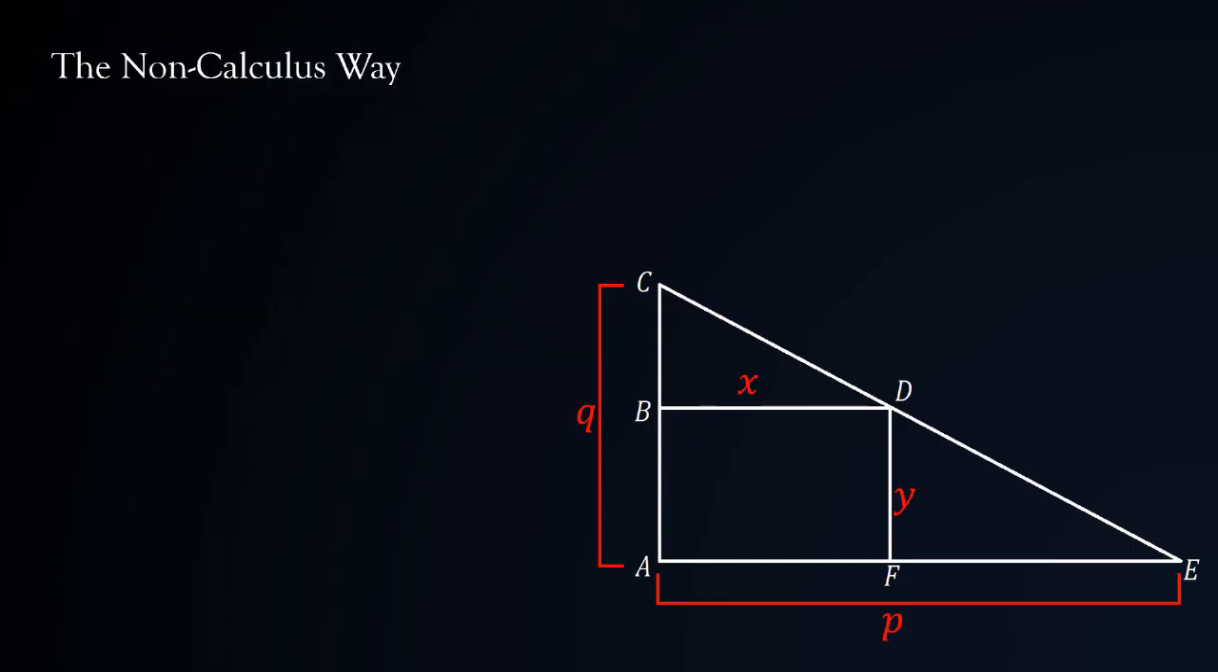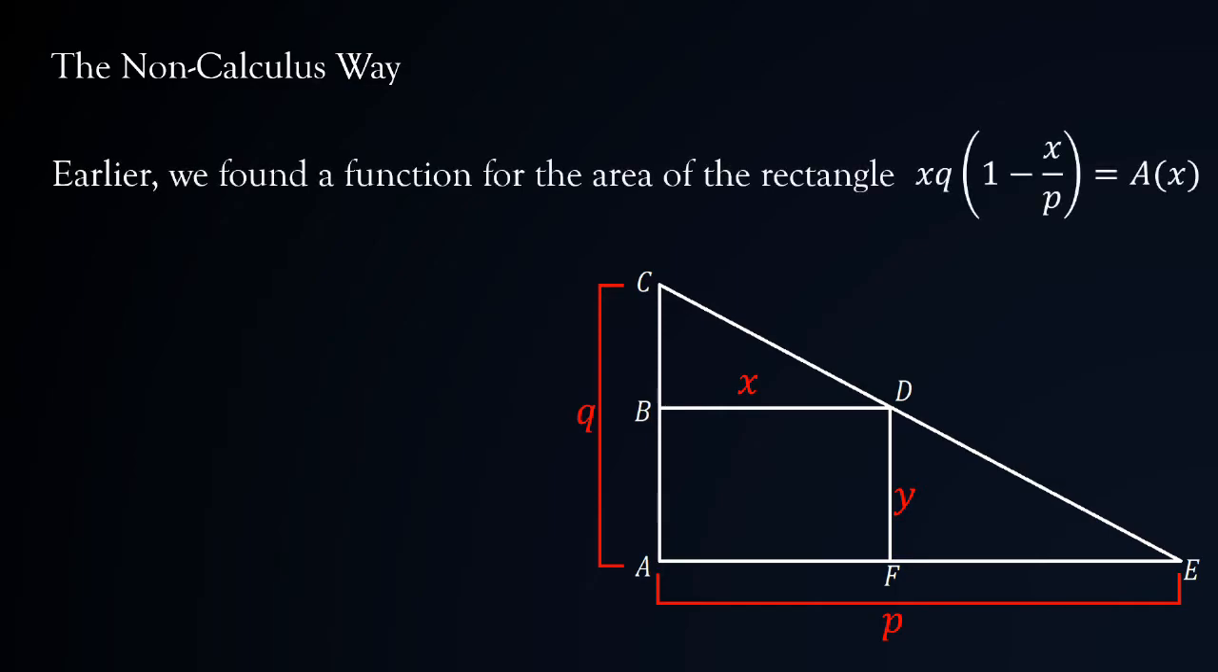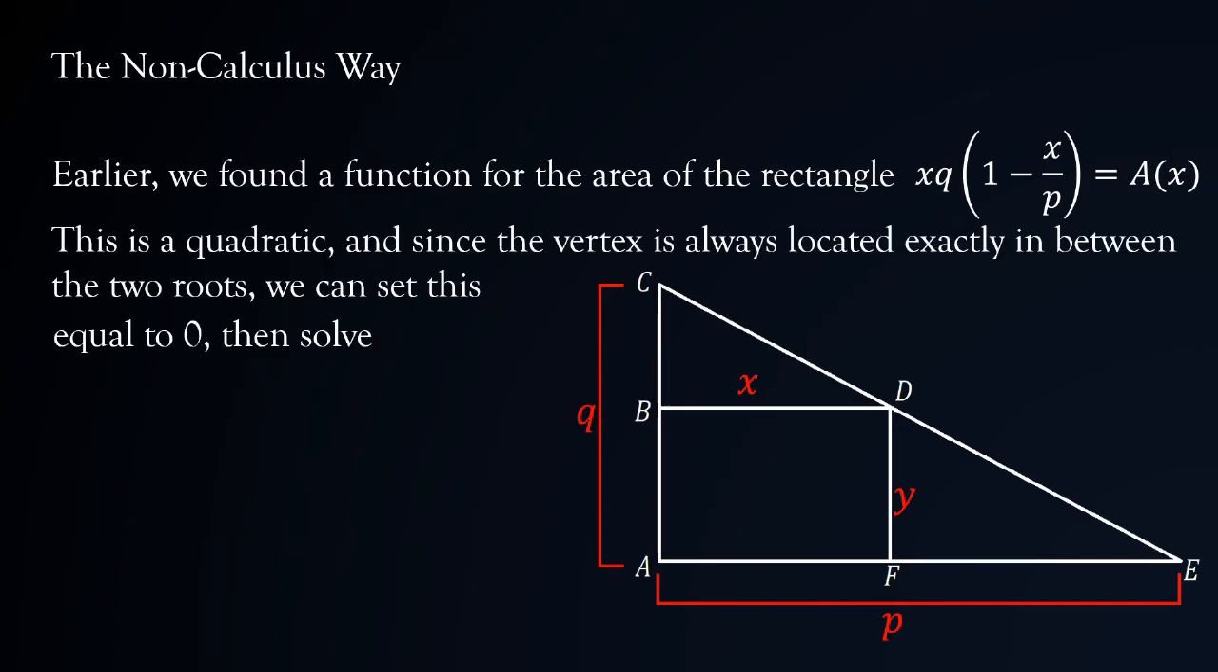As we said in the very beginning of this video, using this calculus method is a relatively newer approach. A more traditional approach would be to recognize that the function for area is in fact a quadratic function. That is to say that xq times the quantity 1 minus x over p will give us a quadratic when we multiply it out. This being the case, the vertex is always located exactly in between the two roots, and we can set the equation itself equal to 0 and then solve for x.